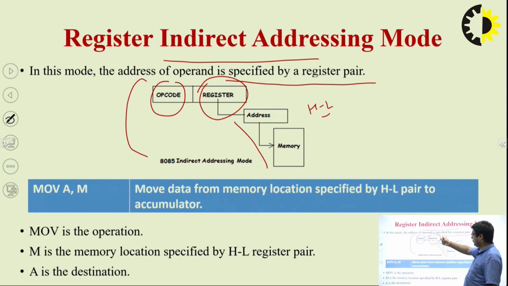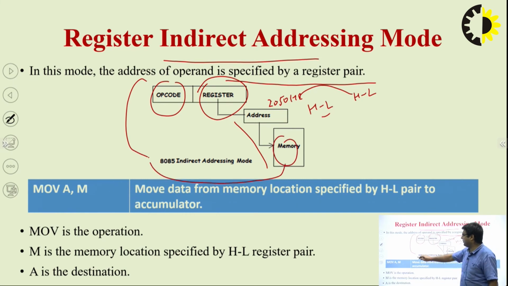So instead of getting the data or value or memory location directly, we can say that the HL register pair acts as a memory pointer. For example, if there is some address 2050H, this address is pointed out by the HL register pair, and from memory we are copying the data into the destination operand. Okay.